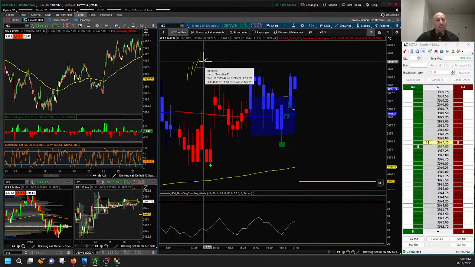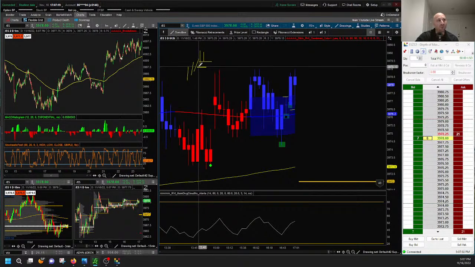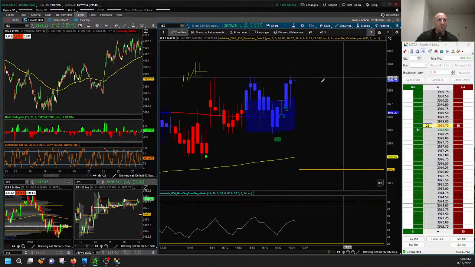So if I enter here, I know my stop is one tick below that. Okay, and I'm all out of the trade. I'm just trying to ride the trend to the upside, and I don't know how long this trend's going to last. This trend could last for 10 more candles for all I know.